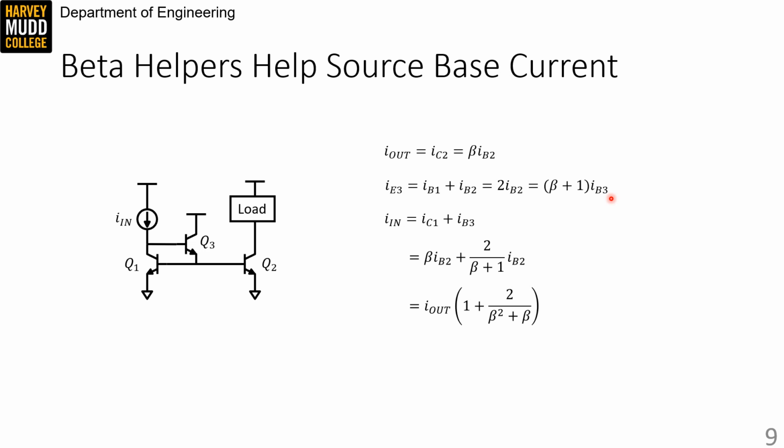We can rearrange that and use our relationship between IC2 and IB2 to write IN in terms of I out. And finally, a little more rearranging gives us our error factor, which is about 99.98%. 0.02% is an acceptably low error, and we have our Q3 voltage buffer to thank for it. So thanks, beta helper.